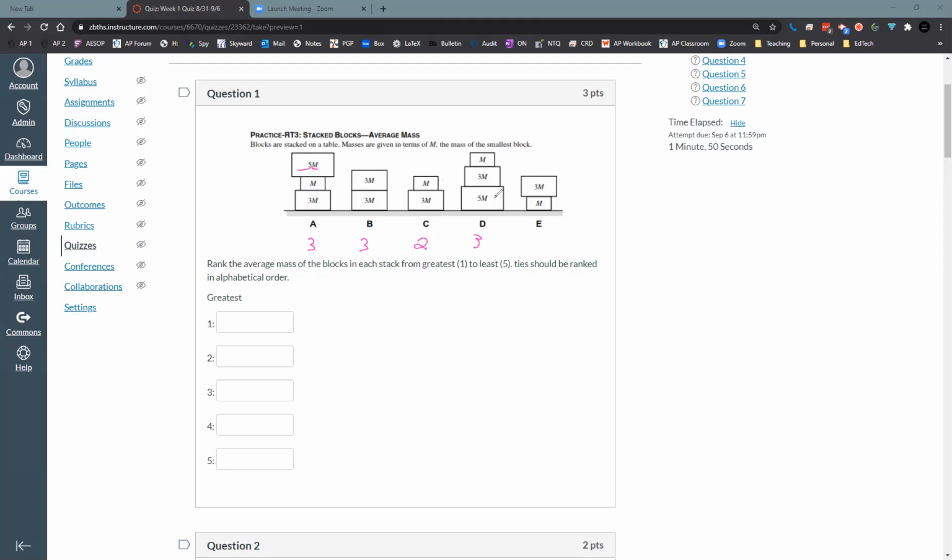And then C and E are the same stack, just flipped in order, and it is also going to be 2. So your answer here would be A, B, D, C, E. A, B, and D are tied, C and E are tied, so we rank these in alphabetical order.